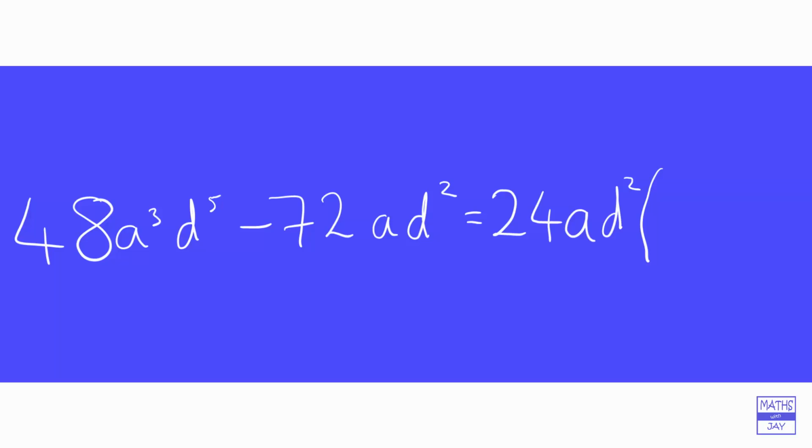So now we can open a bracket, and looking at 48, well, we need to multiply the 24 by 2 to get 48. And then we need to multiply a by a squared. D squared we need to multiply by d cubed. So that will give us the first term. And then outside the bracket we already have a times d squared. So we only need to multiply 24 by negative 3 to give us minus 72ad squared.